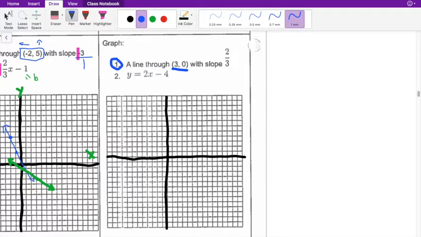Graph the point first. 3, 0. So in the house 3, 1, 2, 3, up 0. So our point's going to go right there. Now we start from the point. Our slope is 2 rise, right, over our run. So 2 up, 1, 2, 3 across, 1, 2, 3. And there's my point right there. And away we go. All right. Let's go back to green for the next one.